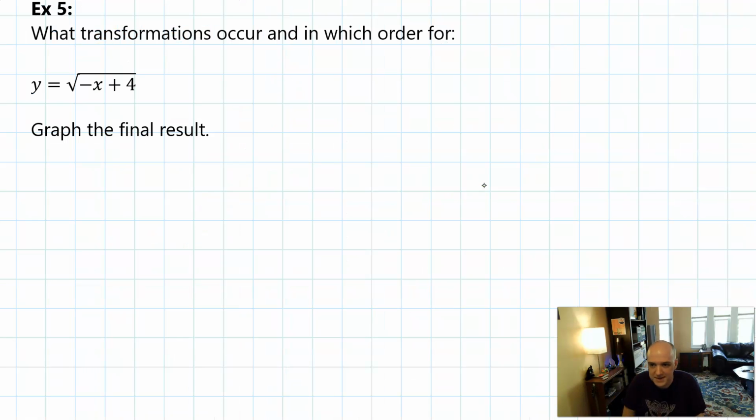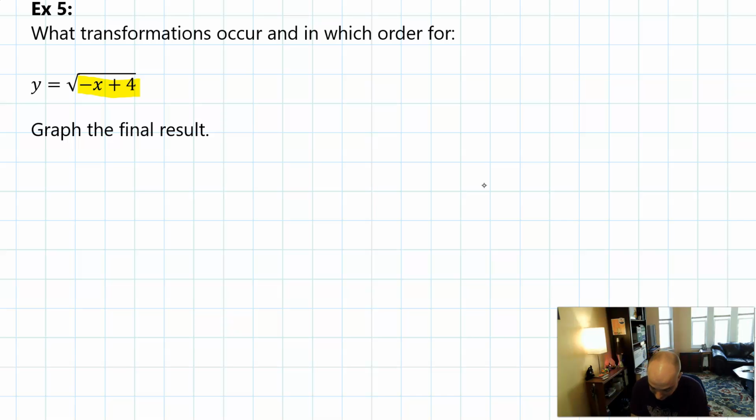So here's another example of the same thing. I have a square root function. I can tell that I have a double input transformation and no output transformations. We're going to ease up on the output transformations for the rest of the video because the real challenge here is understanding what's going on with those input transformations, the x's only, not the y's, because they operate strangely. So, what transformations occur and in which order for the graph y equals root of negative x plus 4?